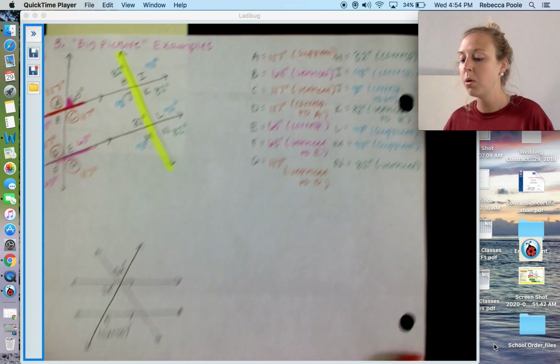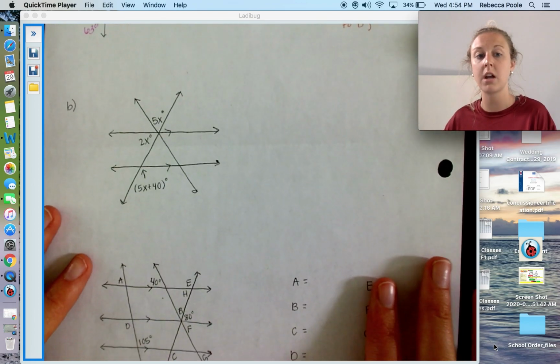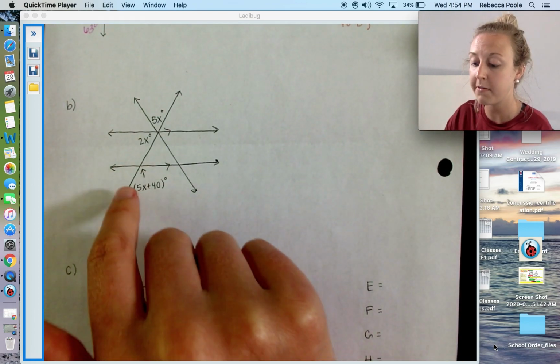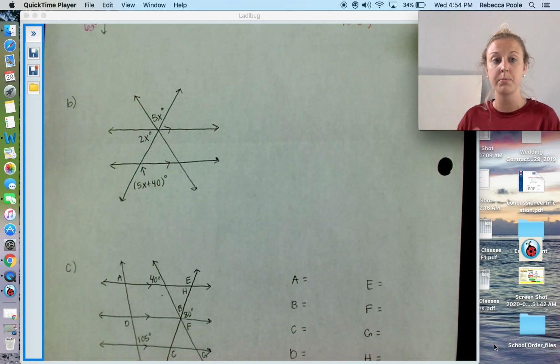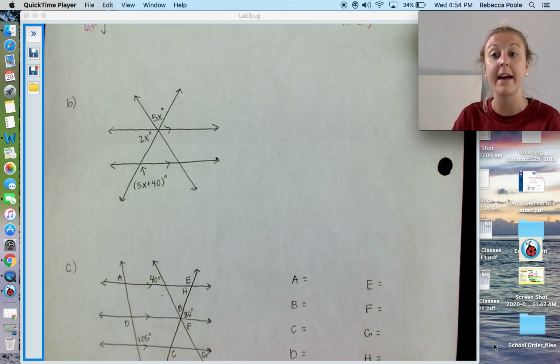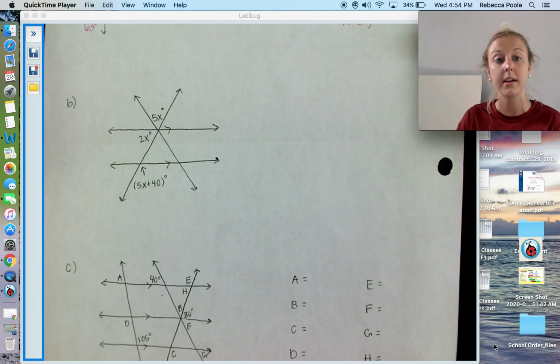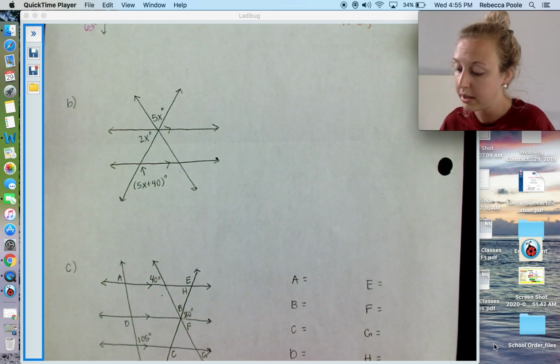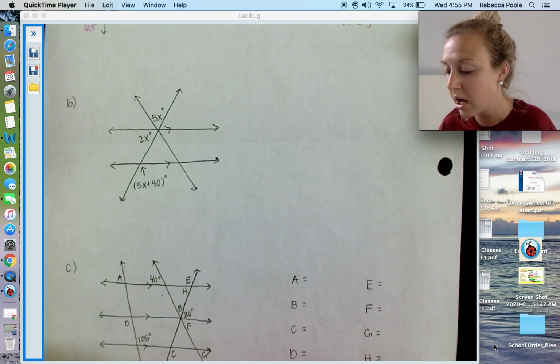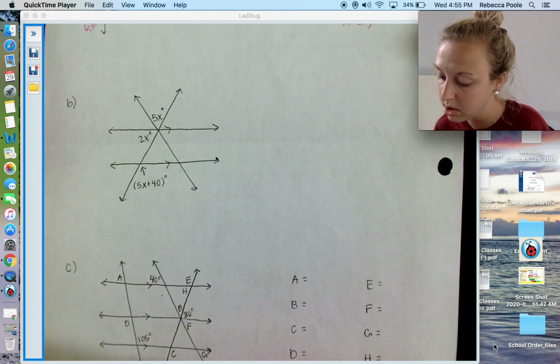So now I want to move down to B. This is another big picture. I want you to find the 3 angles that are labeled, but before we can even do that, we're going to have to solve for what? Good. We're going to have to find out what x should be, solve for x, okay? So, this one's a little bit tricky, and I actually have not looked at it yet.